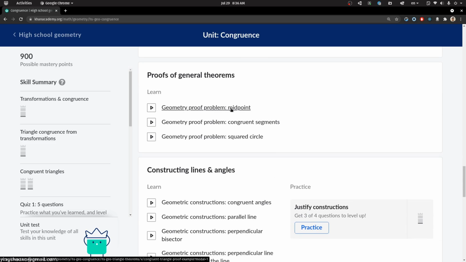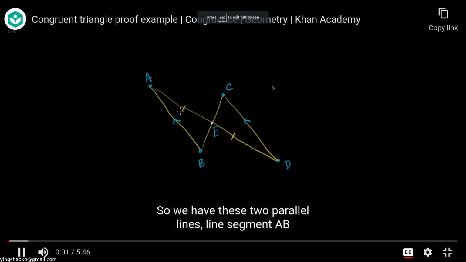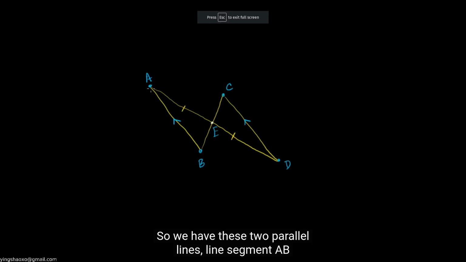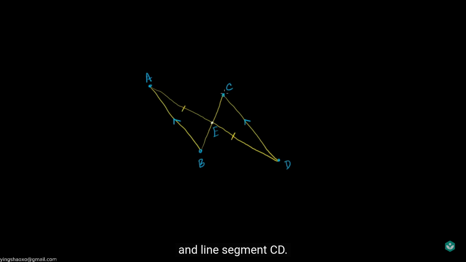All right, it seems like they have a lot of different theories. For example, the midpoint theory. So we have these two parallel lines, line segment AB and line segment CD. They are parallel, I should say they're parallel line segments. And then we have these transversals that go across them. So you have this transversal BC right over here, and you have this transversal AD.